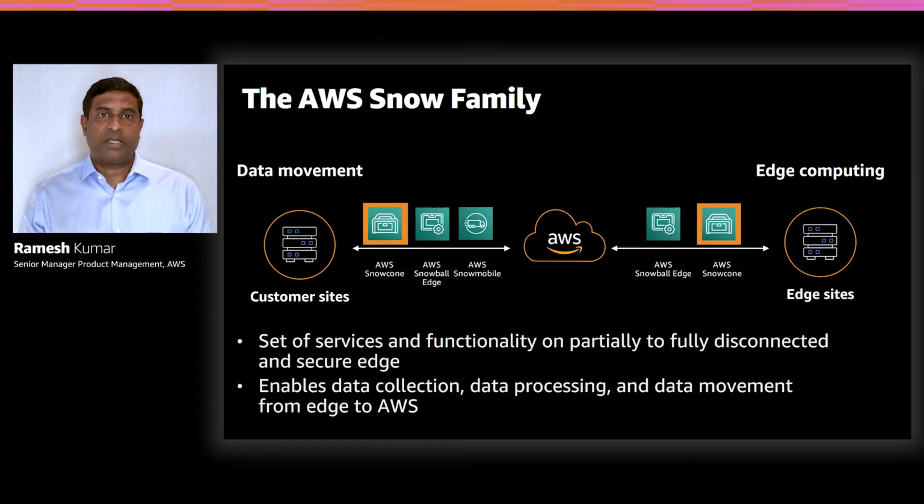When data is copied onto Snowcone or Snowball Edge, it is automatically encrypted using 256-bit encryption keys that you can manage using AWS Key Management Service, or KMS. The encryption keys themselves are never stored on the Snow devices, which means that your data is safe and secure during device transit. Snowcone and Snowball Edge feature a Trusted Platform Module, or TPM, which provides a hardware root of trust.